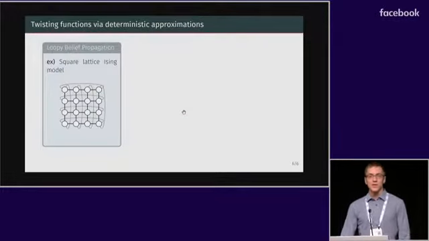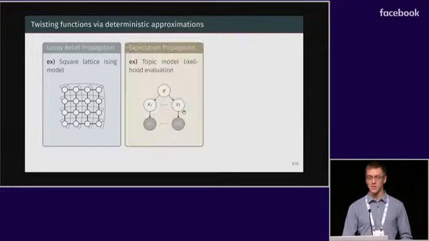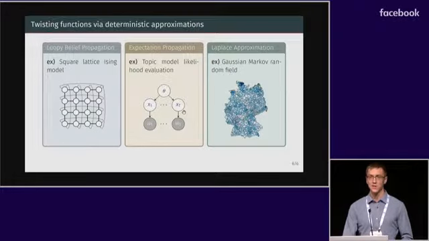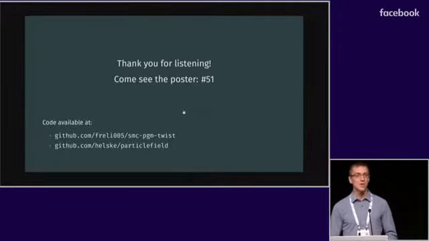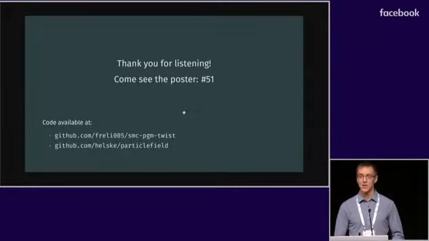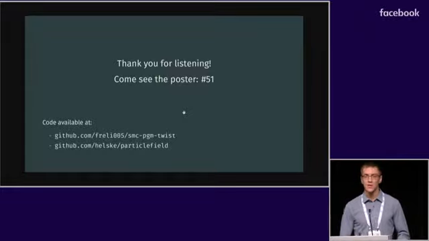So to illustrate this, we show explicitly in the paper how we can use three popular methods to approximate these psi star, namely loopy belief propagation, expectation propagation, and Laplace's method. We also illustrate numerically on three examples the improvements offered by these methods for our twisted SMC. And if you want to see exactly how big those improvements are, you should come visit our poster at screen number 51. Thank you for listening.